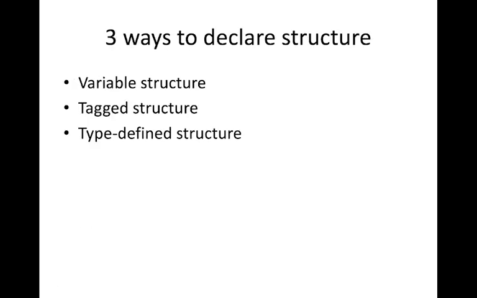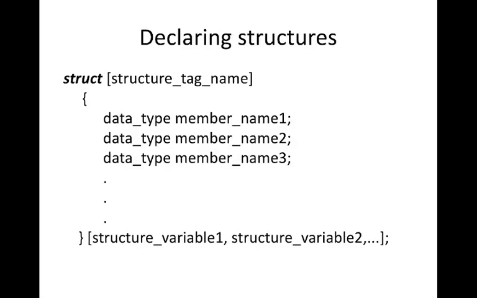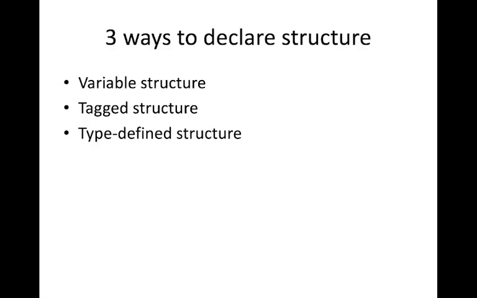So we have three ways to declare a structure. This is a general format, but we can have three ways to declare the same thing. We have variable structure, tag structure, and type defined structure. In this lecture, we will see the first two ways to declare a structure. In the next lecture, we will see type defined structure.